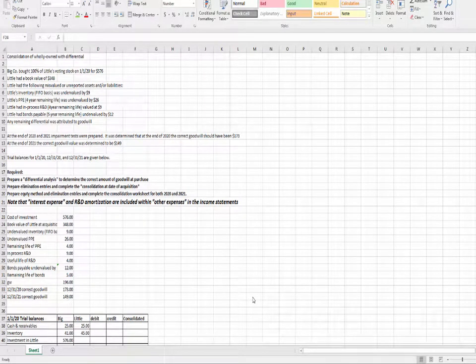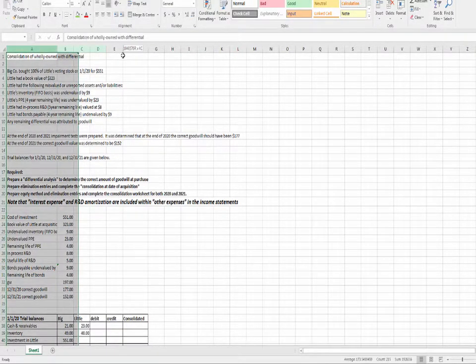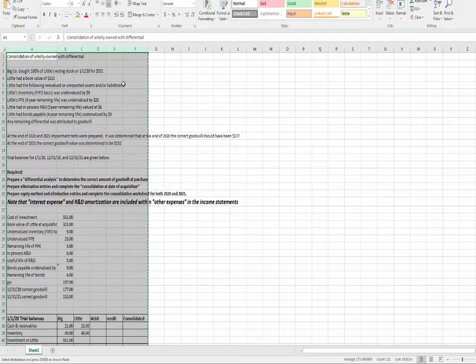Okay, let's go ahead and go through the solution to the Module 4 assignment, Consolidation of a wholly owned subsidiary acquired at other than book value. So we have Big bought 100% of Little's voting stock on January 1st, 2020 for some amount of money. They had a book value that was given. And again, first order of business, let's go ahead and get this. Again, these are all random numbers. Let's go ahead and get these things copied and pasted as values.